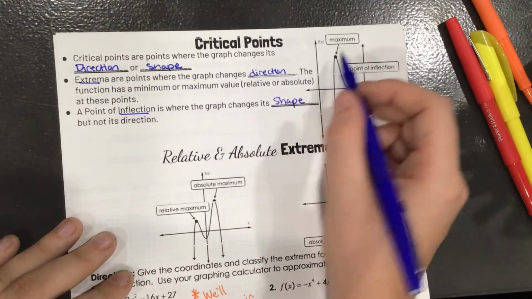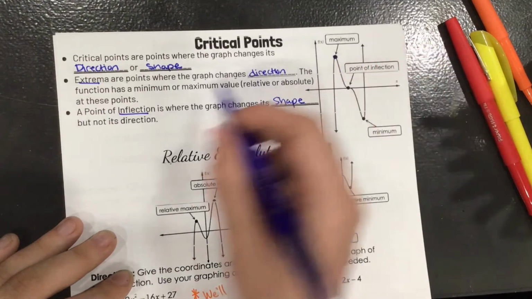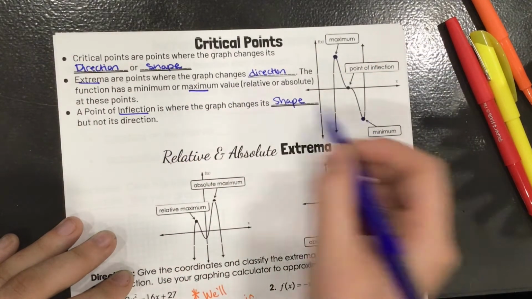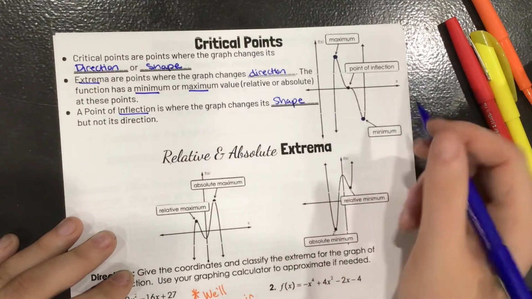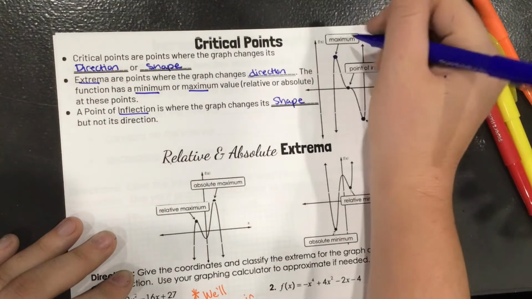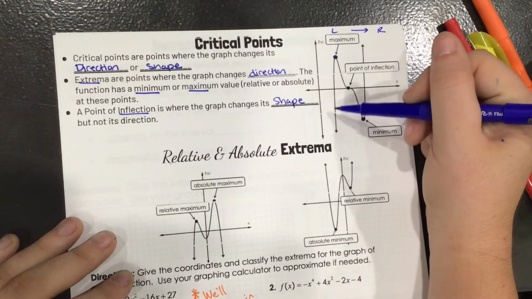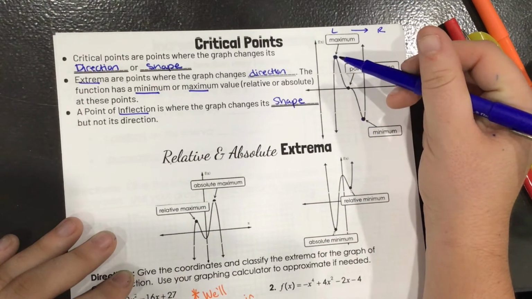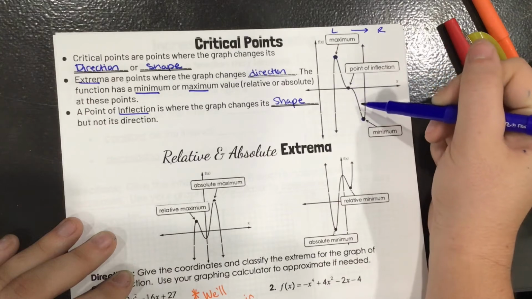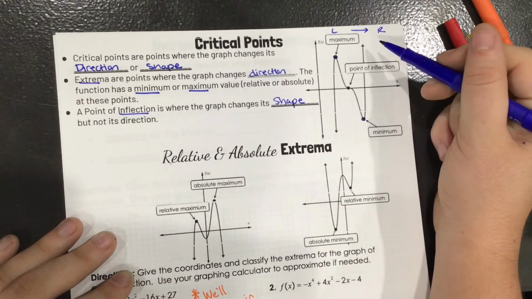So this maximum here and this minimum here, those change its direction. So it's traveling from left to right. We always read graphs from left to right, like you're reading a textbook. It goes up, up, up, up, up, and then all of a sudden at that point, it changes direction. Down, down, down, down, down, and then it changes direction.